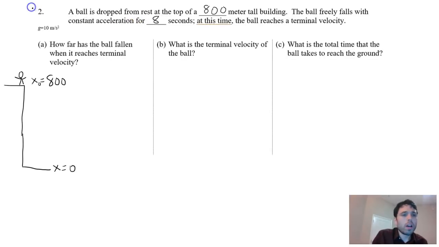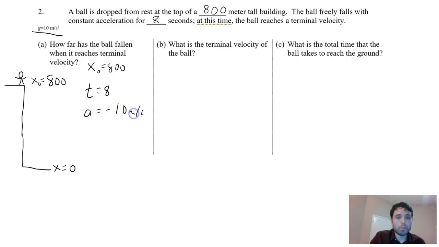Anyway, so I'm going to call this 800. That's my initial position. Now, remember the GUESS method, right? We're going to write down everything we know. My initial position is 800. The time I'm talking about here, the ball freely falls with constant acceleration for 8 seconds. My time is 8. T is 8. I'm at the top of an 800-meter tall building, and I know acceleration due to gravity is negative 10. That's my a. The negative does matter, meters per second squared, 8 seconds, 800 meters.